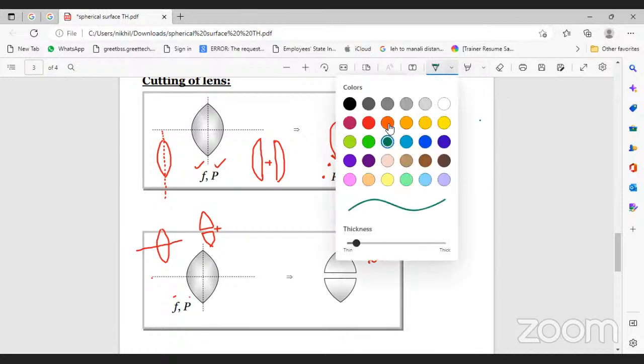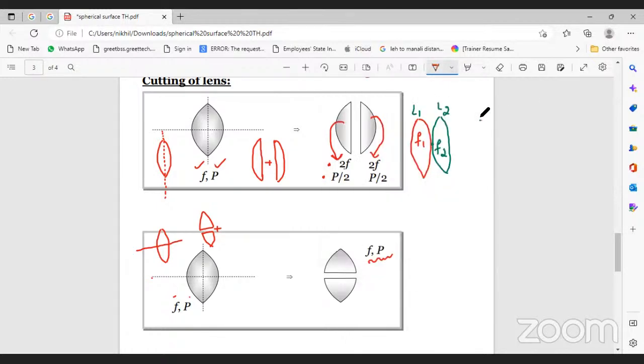Now I'm going to replace these two lenses by a single lens, which gives the same effect. Let us say that the effective focal length is F. L is the equivalent lens of L1 and L2.